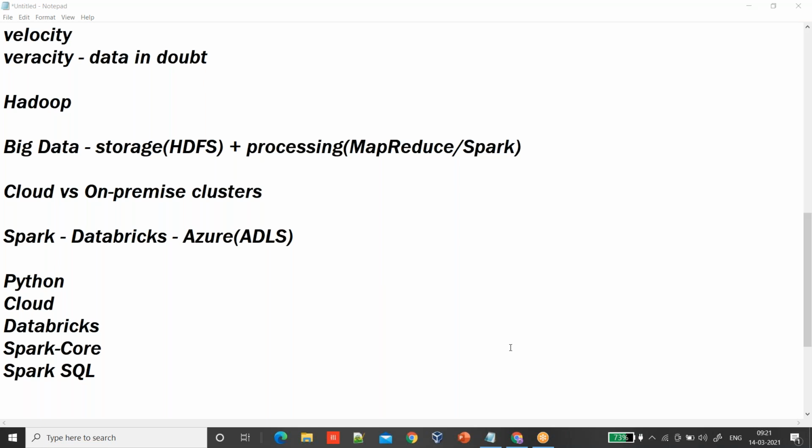Because Spark jobs could be in Scala, Python, Java, etc., asking if Databricks notebook is the only method of running Spark jobs. In Databricks, yes, notebooks are the only way of running your jobs.